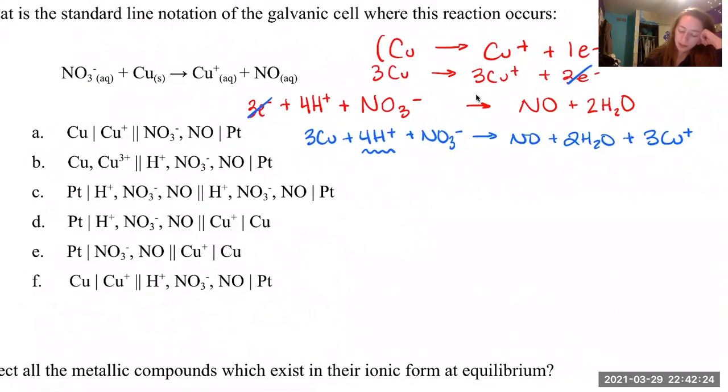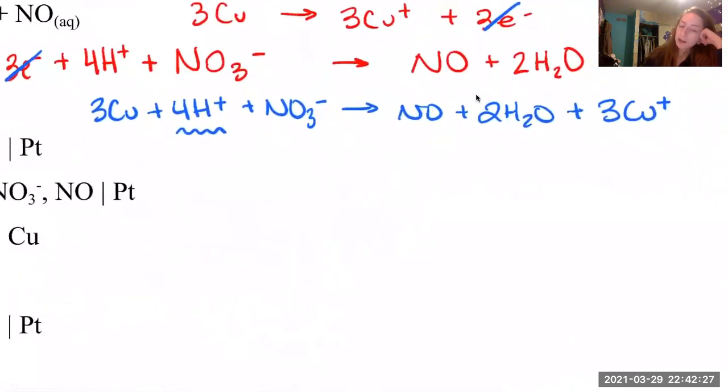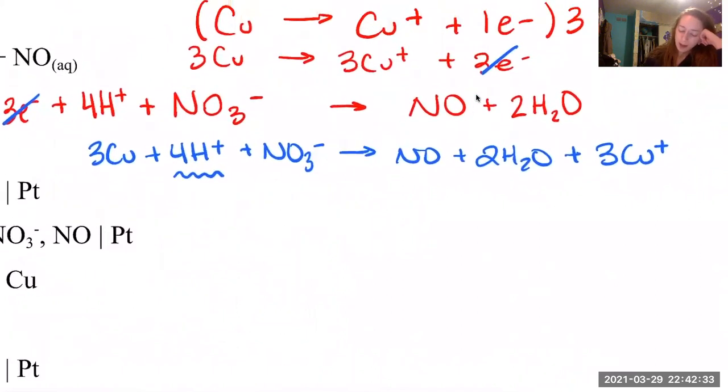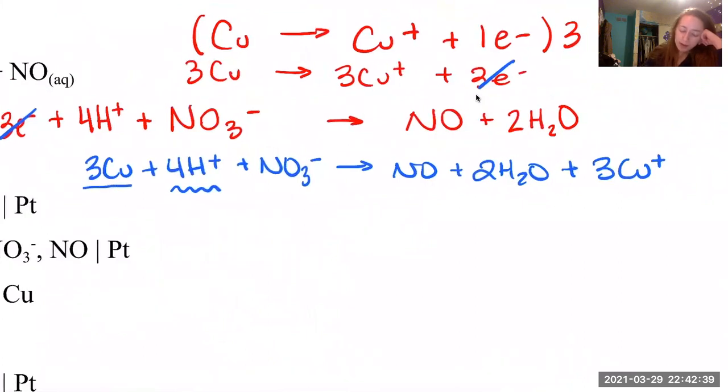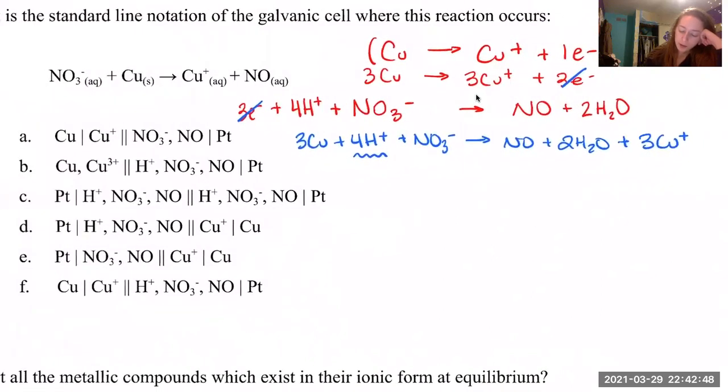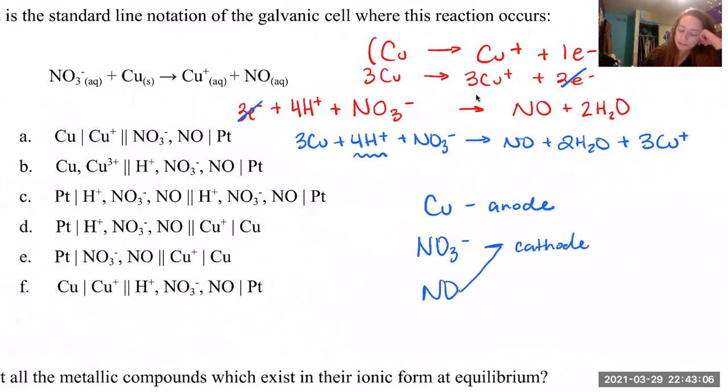First, let's figure out what the anode is. Okay, so the anode is the one that undergoes oxidation. So the one that's being oxidized right here, let's see, is the copper. We're going from a copper solid with a charge of 0, and then it's ending up here with a plus charge, which means it lost an electron. So we know for sure the copper has to be the anode. Okay, so copper anode. That must mean that the NO3 and the NO are at the cathode side.